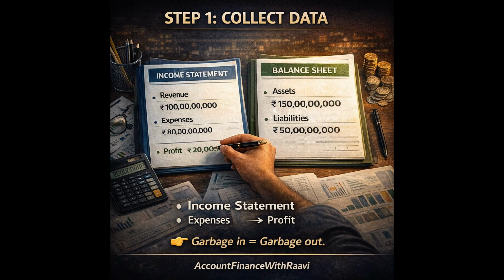In order to go for ratio analysis, there are certain steps. Step number one is collection of data. We need to collect the required data. Everything starts with collecting data: income statement, balance sheet, revenue, expenses, profit, liabilities, and in addition to this, we'll also be collecting data from the cash flow statement: cash from operations, cash from investing, cash from financing. So the first step of ratio analysis is collecting the required data.